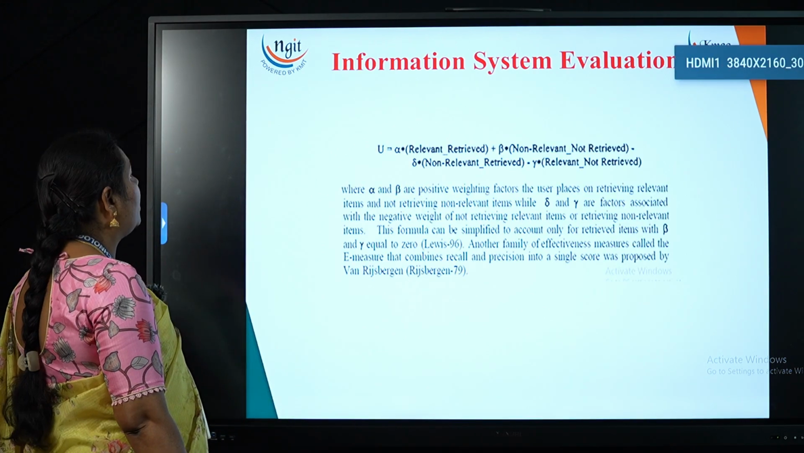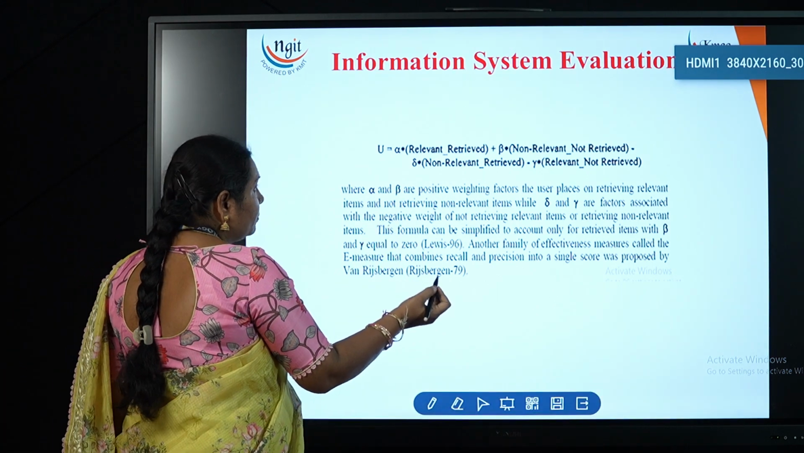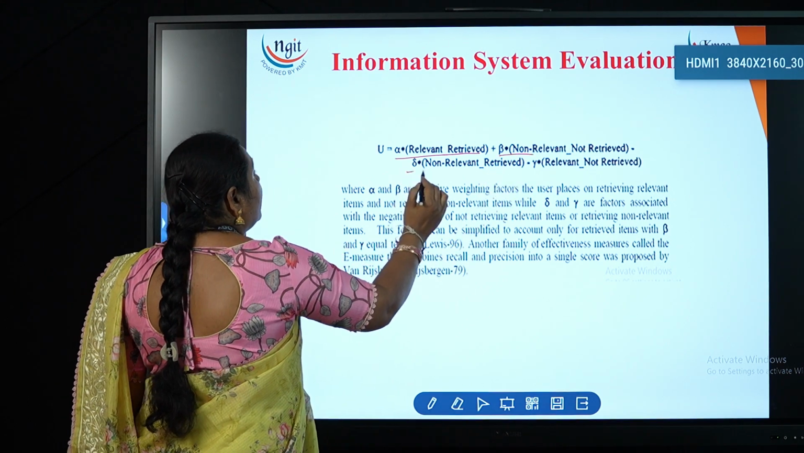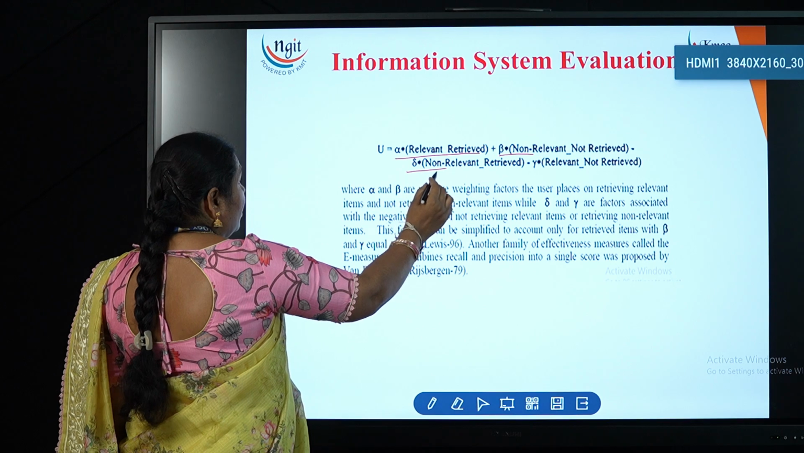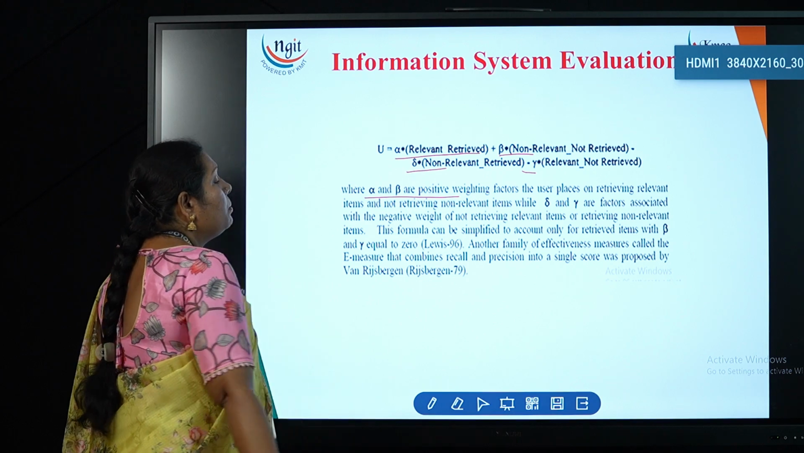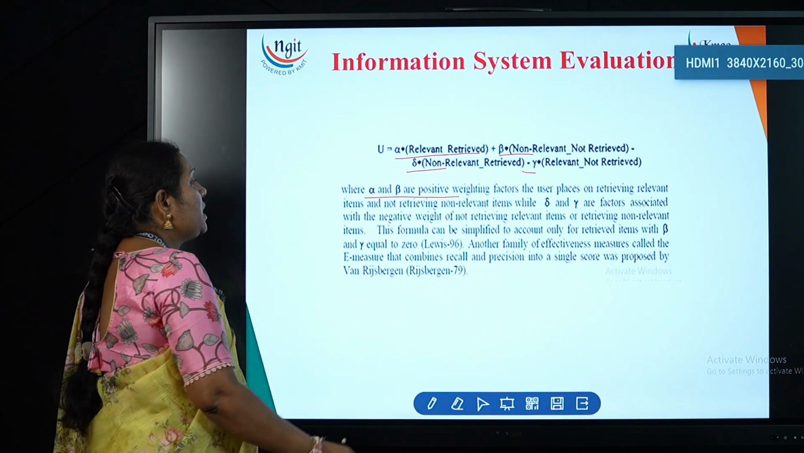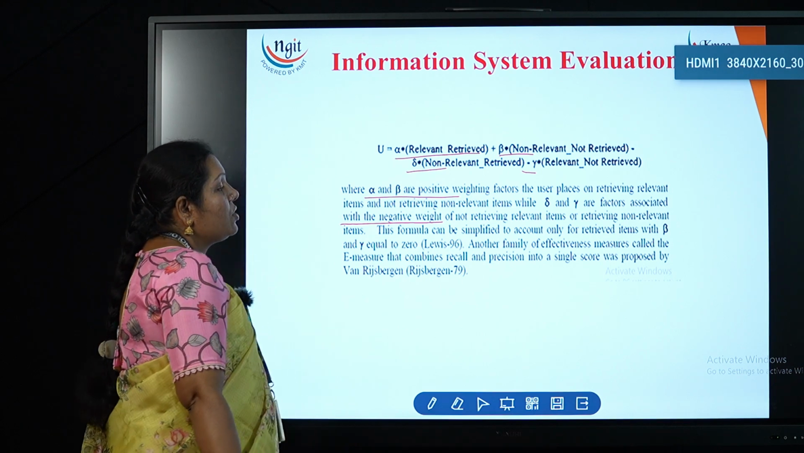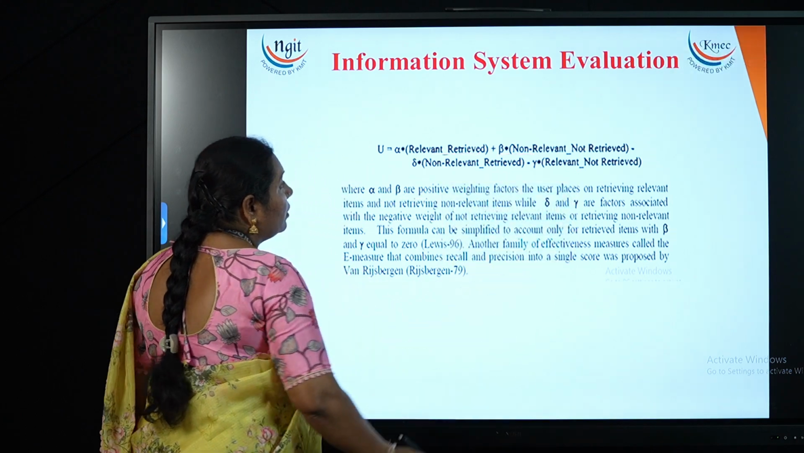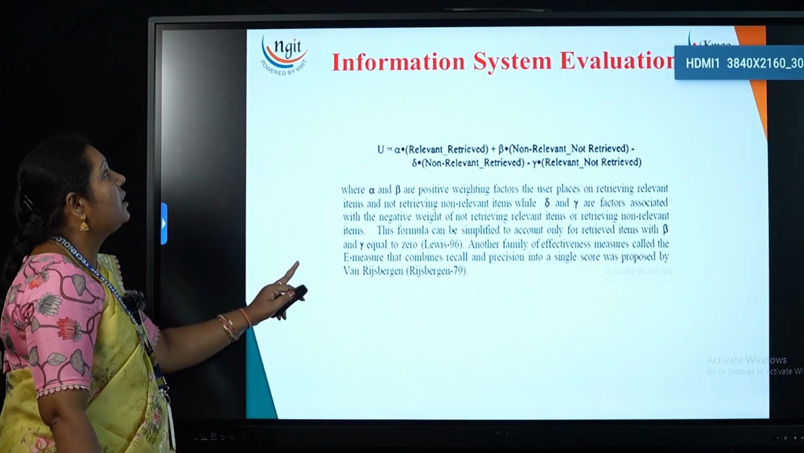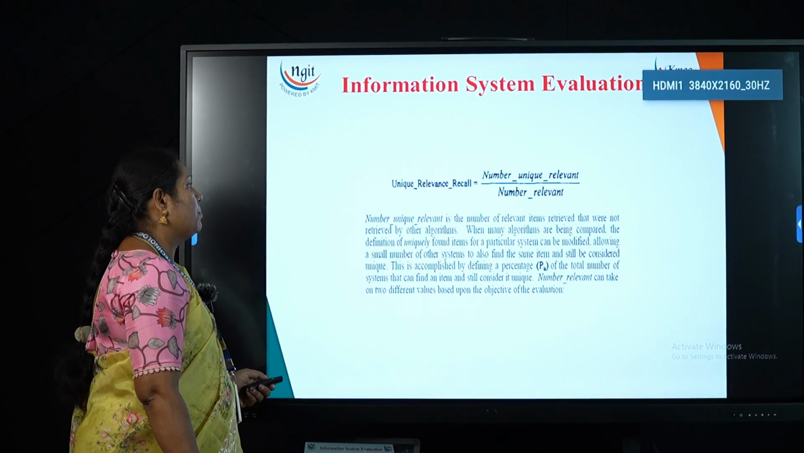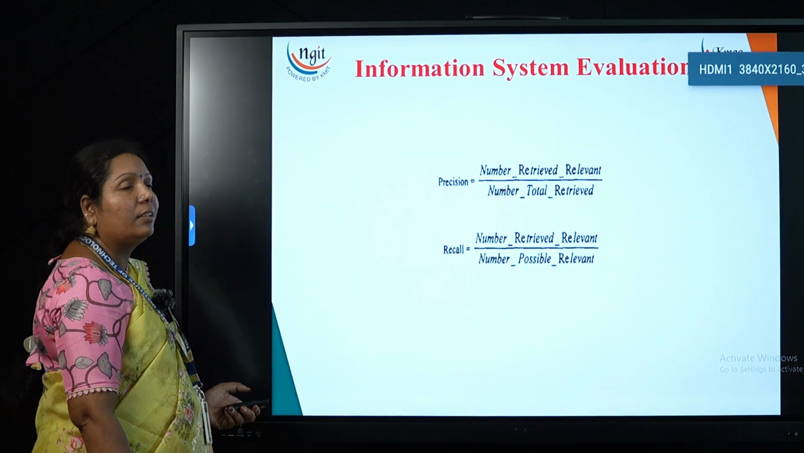So what is the formula finally? U equals alpha into relevant retrieved, plus beta into non-relevant not retrieved, plus delta into non-relevant and retrieved, plus gamma into relevant not retrieved, where alpha and beta are positive weight factors, and gamma and delta are factors with negative weight. This was given by Salton 79. By this you can calculate the relevancy and the system evaluation can be done. For this purpose you have to remember all these formulas. Done. Thank you.